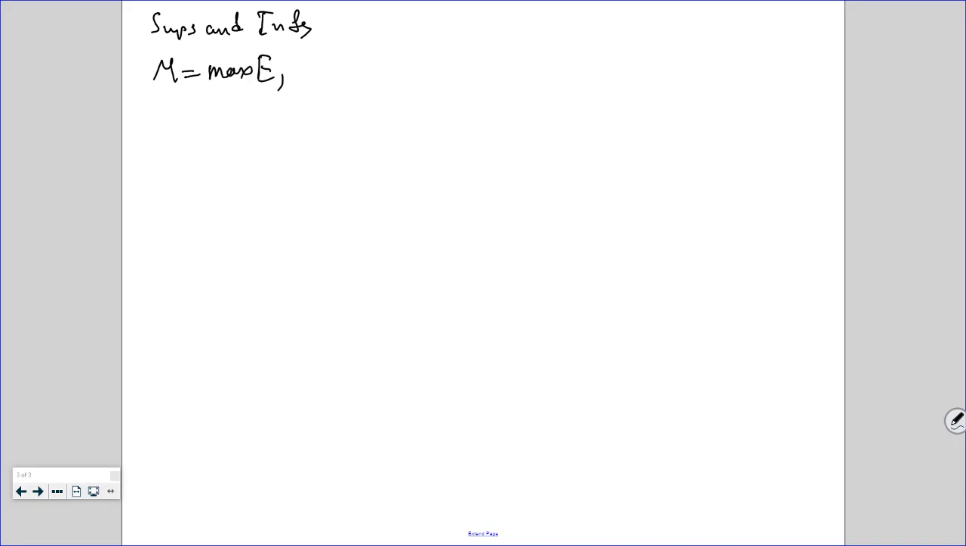Then to describe M, we can say that M is the least of all the upper bounds of E. That is, M is the minimum of all the upper bounds. Note that it is possible for a set to have no maximum and yet be bounded above.